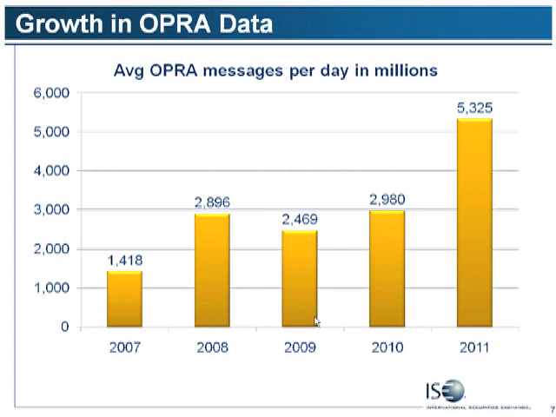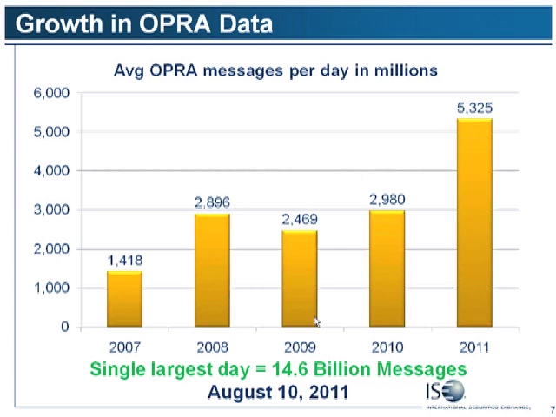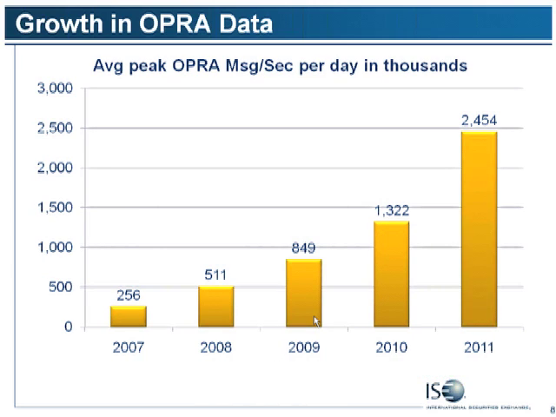Let's take a look at exactly some of the growth of Opera data that we've seen. Just to be clear, an Opera message is either a trade or a quote. Essentially, there's billions of messages a day. We've seen over 5 billion quotes per day on average this year. However, the largest single day of the year was almost 15 billion messages in a single day. So it's obviously a lot of data.